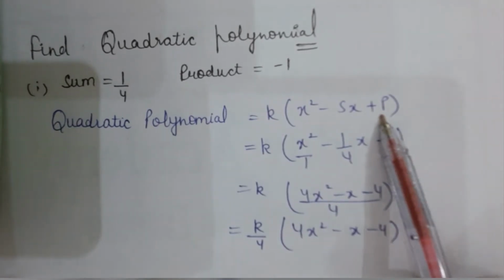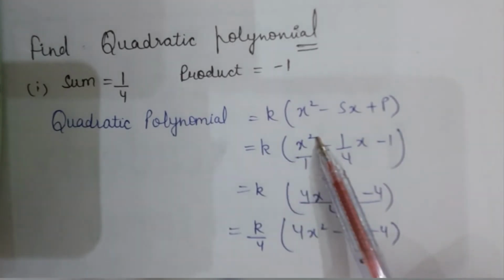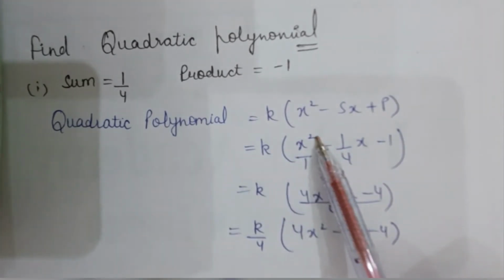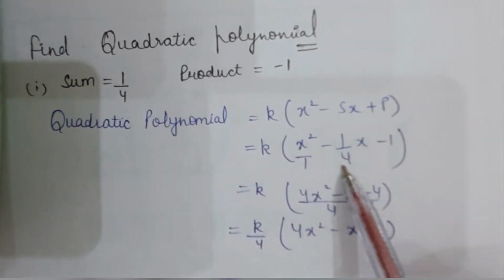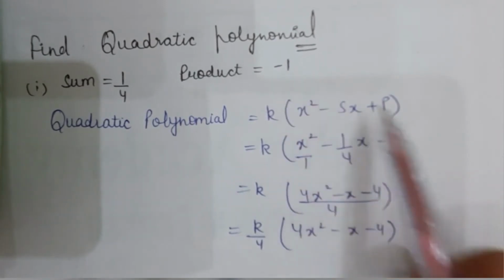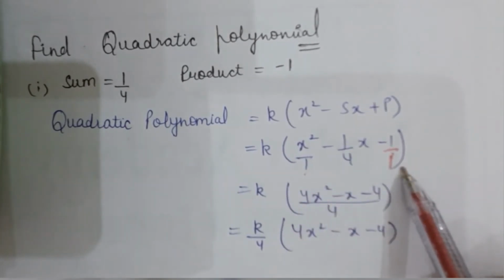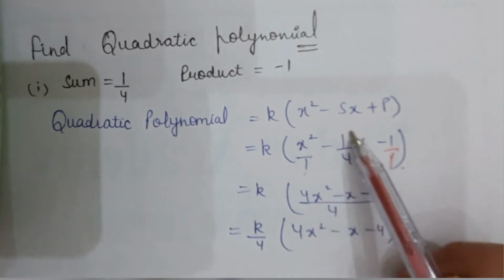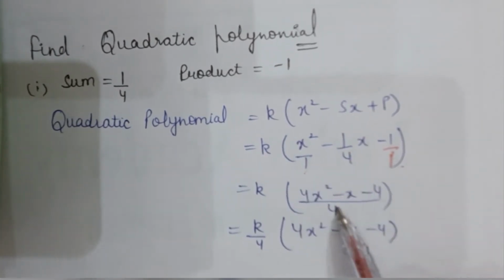The formula for writing its general form is k, where k is any constant, times x square minus sx plus p. Now you simply put the values of sum and product. Sum equals 1 by 4, so 1 by 4, and the minus remains as it is. The product is minus 1, so you will write minus 1. Now we will take the LCM. As we never leave the sum in fraction form, you have to reach whole numbers. Now we will take LCM 4.